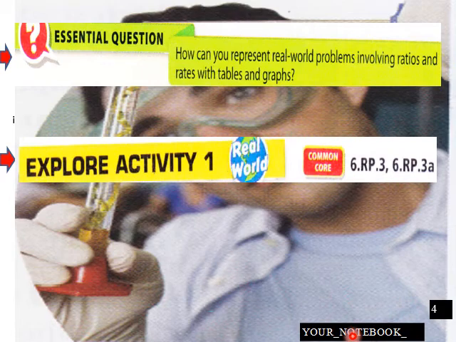Page 4 of our notebook. Essential question: how can you represent real-world problems involving ratios and rates with tables and graphs? How can you represent it with tables and graphs? And especially graphs, they're a very visual part of math. All of mathematics is using a graph.